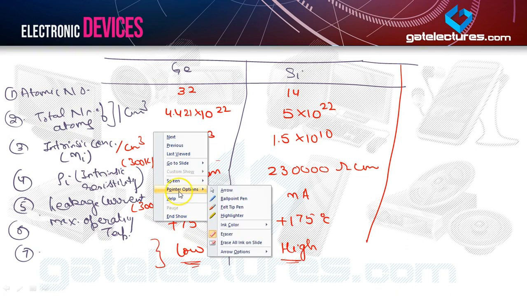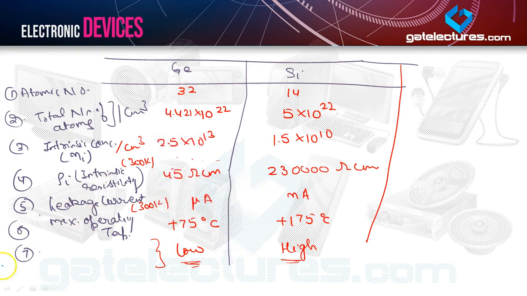So this is basically your power handling capacity. Power handling capacity is low in the case of germanium and is high in the case of silicon. Mobility of charge carriers in germanium is greater than that of silicon. Your DN, the diffusion coefficient, in germanium is greater than that in silicon, and EG naught, or EG at 300 Kelvin, is smaller in germanium than in silicon.